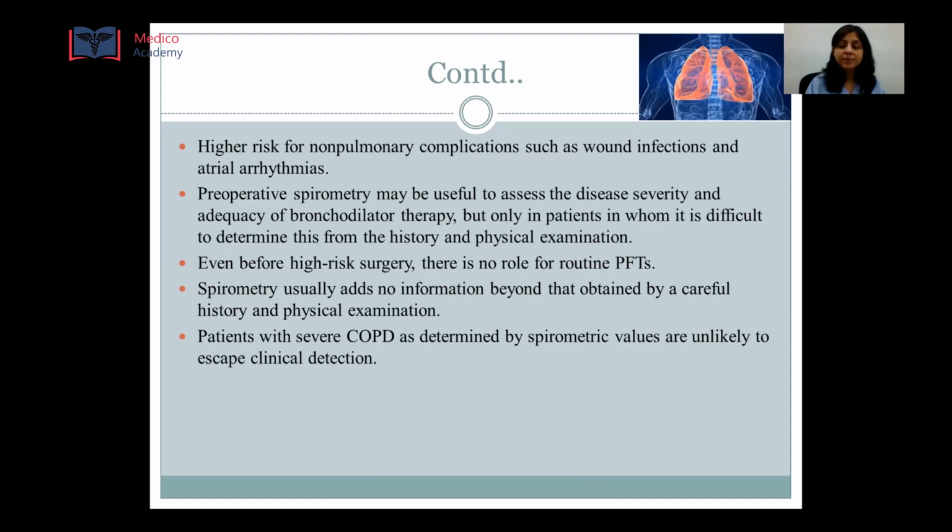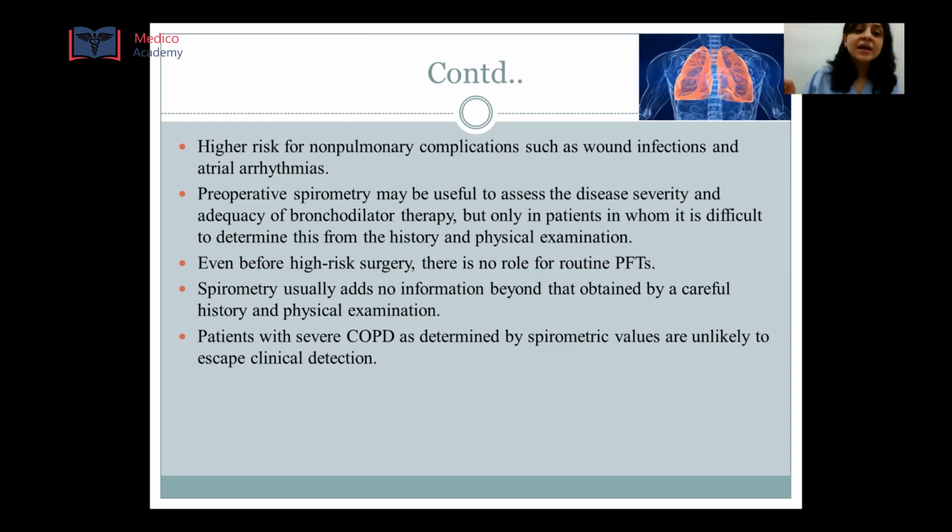Preoperative spirometry may be useful in these patients to assess the severity of the disease and the adequacy of bronchodilator therapy, but only in the patients in whom it is difficult to determine this from the history and physical examination. Normally, our history and physical examination will lead us to assess the grade of COPD, the severity of the COPD in the particular patient.